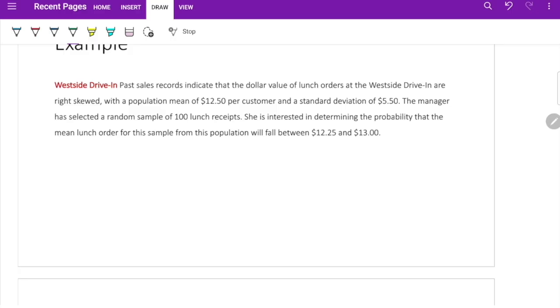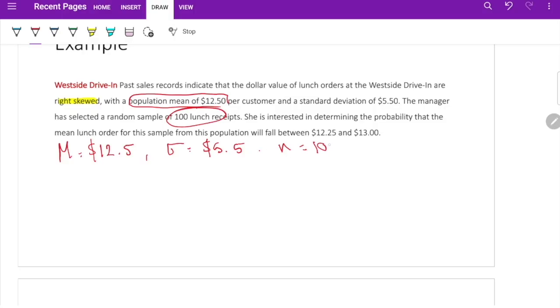West Side Drive-In. The past sales records indicate that the dollar value of lunch orders at the West Side Drive-In are right skewed. So the population is not normally distributed. That's okay. Let's continue. With the population mean, so this is a mu, let me write this down, $12.5 per customer. And the standard deviation of the population is $5.5. The manager has selected a random sample of 100 lunch receipts. So this is my sample size, which is sufficiently large.